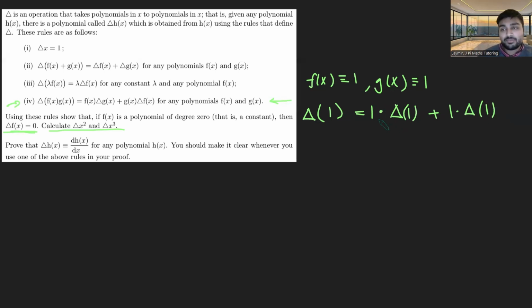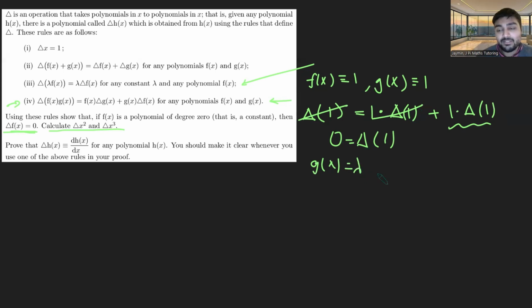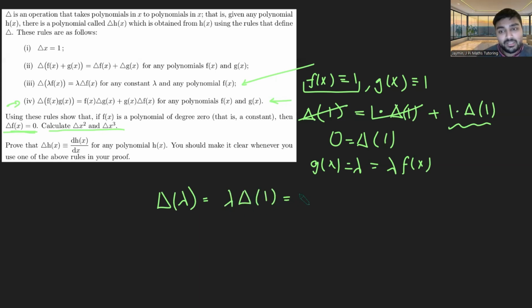Okay, great. Now, 1 times triangle of 1 is just triangle of 1. That's going to cancel out with that. And I'm just left with 0 equals triangle of 1. Perfect. That's exactly what I wanted to show. I've now proved that the triangle of the constant function 1 is 0. And now what I'm going to do is use rule 3 here. If g of x is, let's say, lambda, that's going to be lambda times f of x, where f of x is this function here. And so now, according to this, triangle of lambda is just going to equal lambda triangle of 1, which is 0. And so that proves that the triangle of any constant is 0.